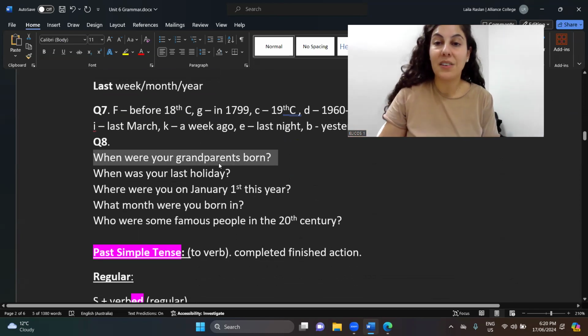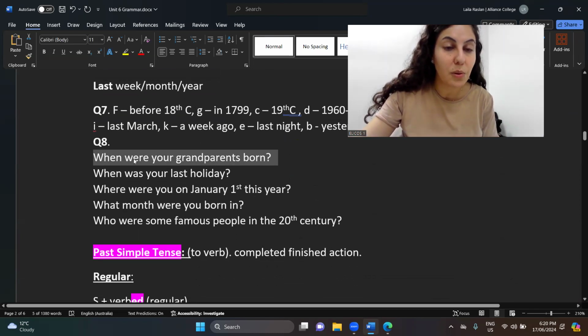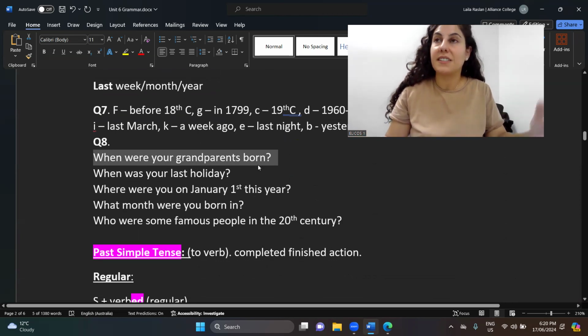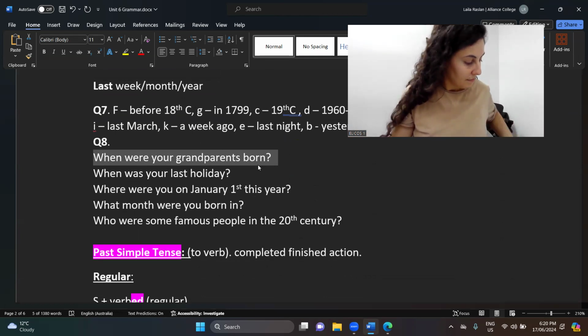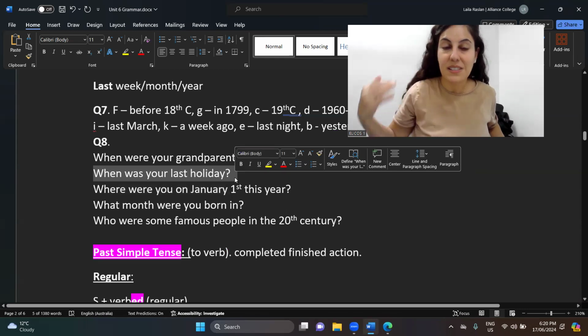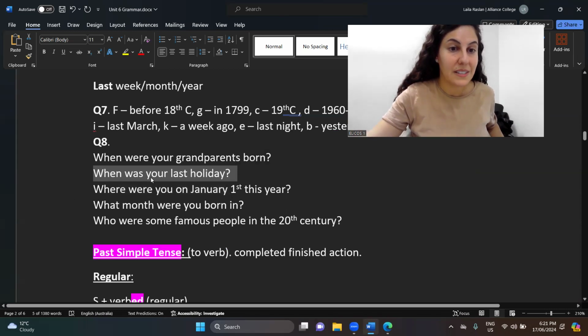So grandparents is a noun and it's plural. So we need to use the plural of the verb to be. So when were your grandparents born? That's a question you can ask your friends. Number 2, when was your last holiday? Because the subject is you, and we know we say your, because it's the possessive adjective here. When was your last holiday? Because the noun is the holiday. That's where we get the was from.